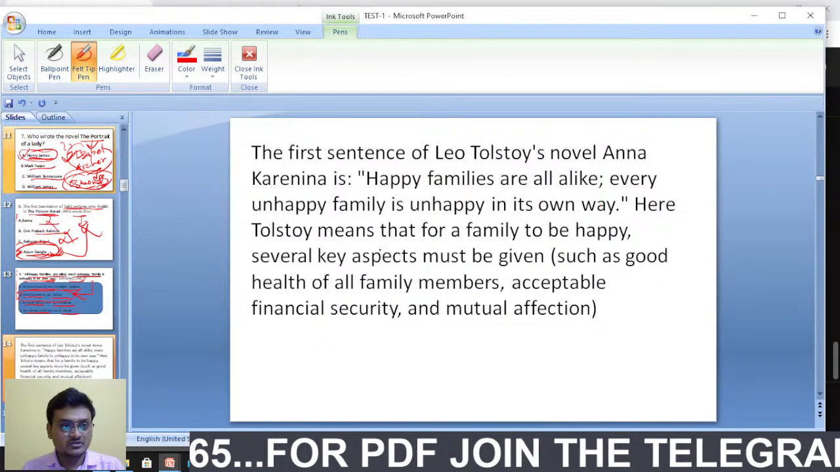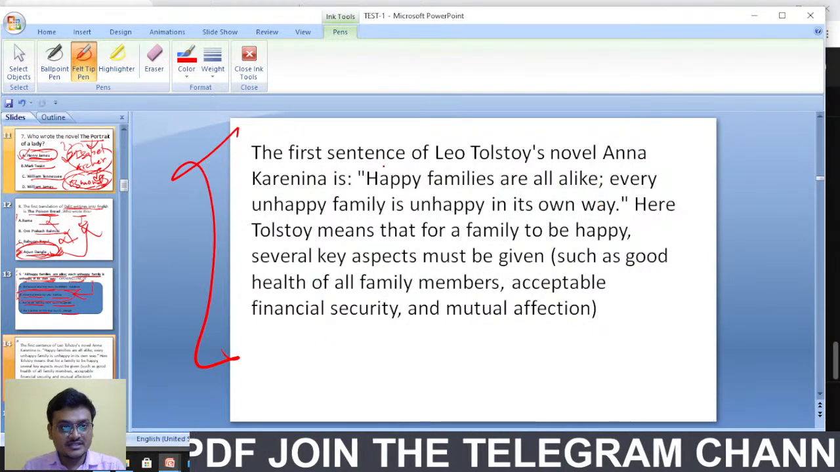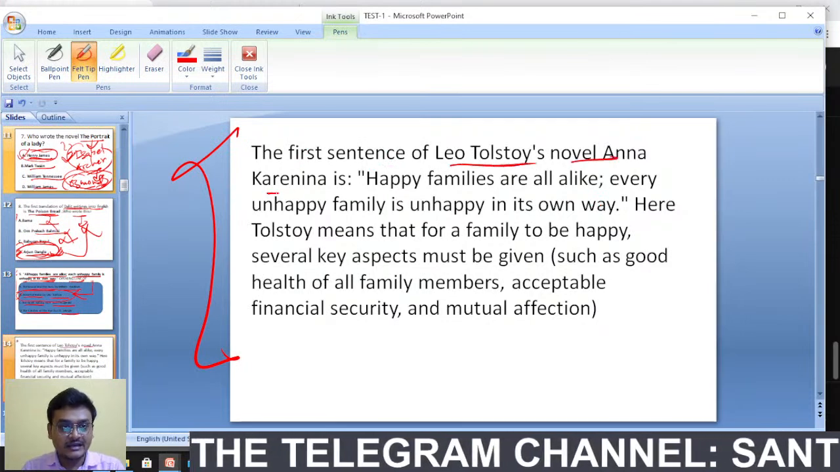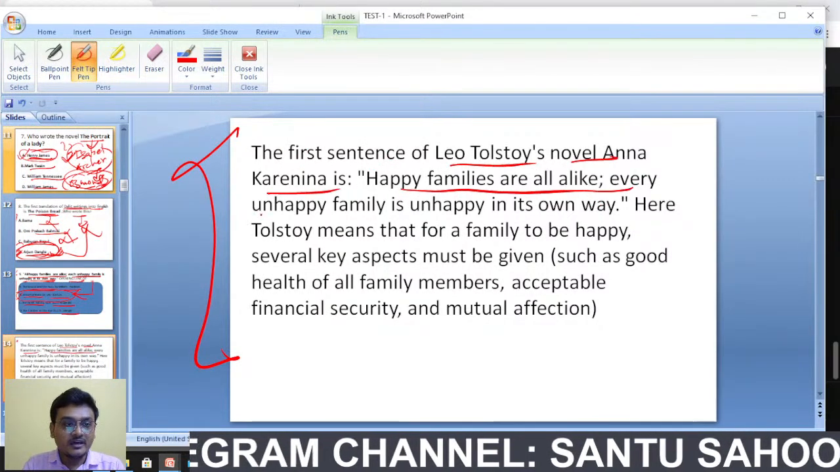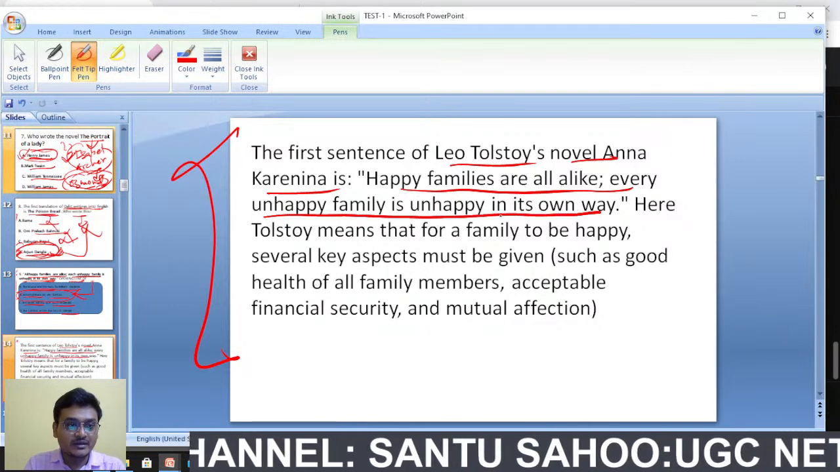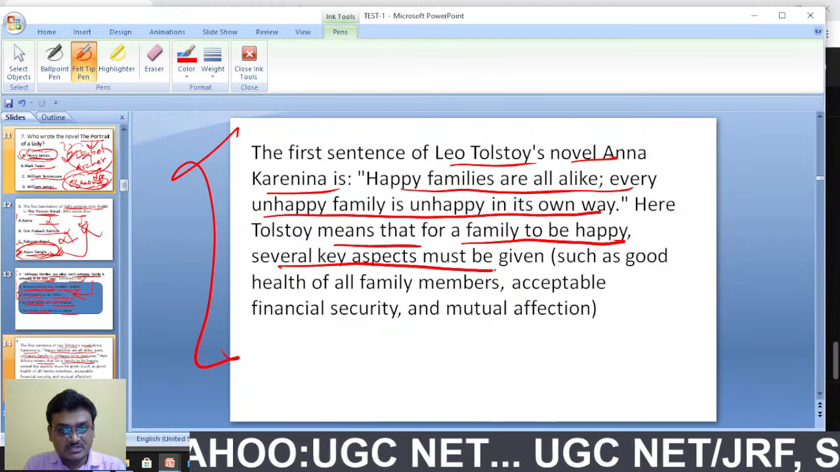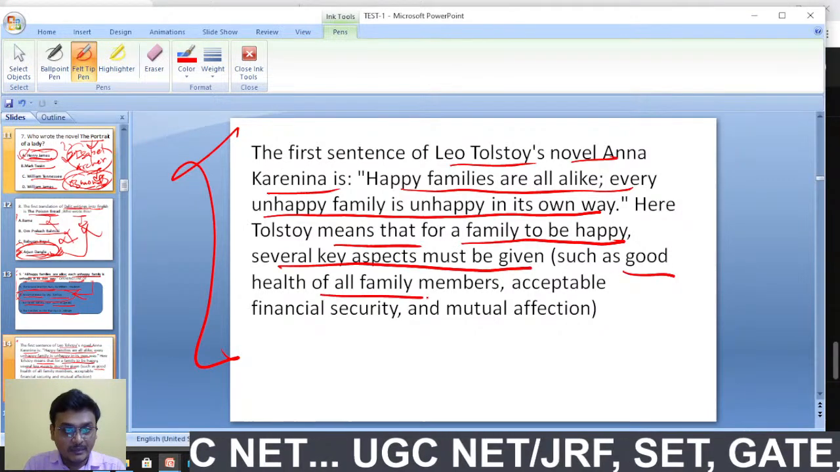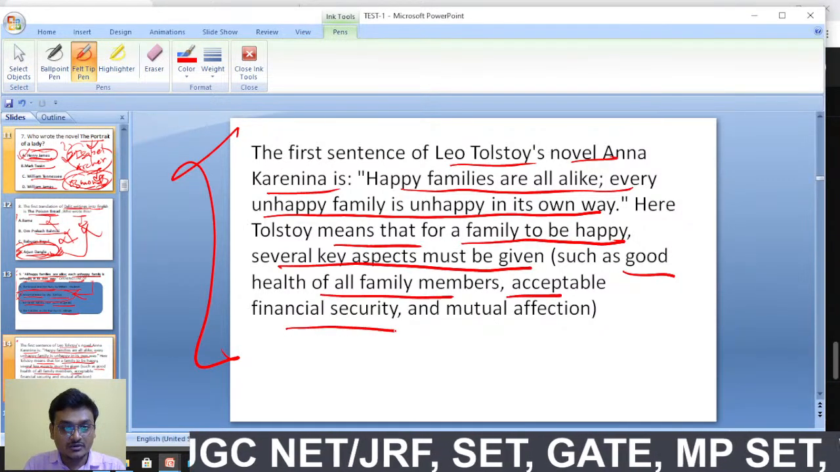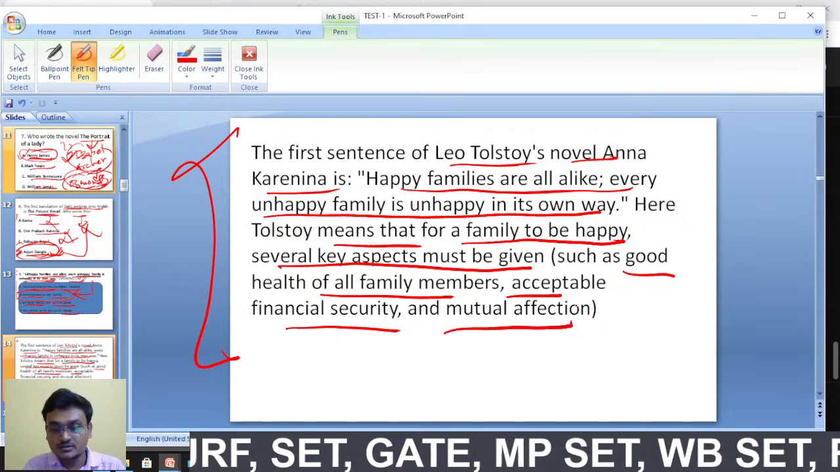Moving on to question number 10 here. Sorry, here is the expression you see. The first sentence of Leo Tolstoy's novel, Anna Karenina, is: happy families are all alike. Every unhappy family is unhappy in its own way. Here Tolstoy means that for a family to be happy, several key aspects must be given, such as good health of all family members, acceptable financial security, and mutual affection.